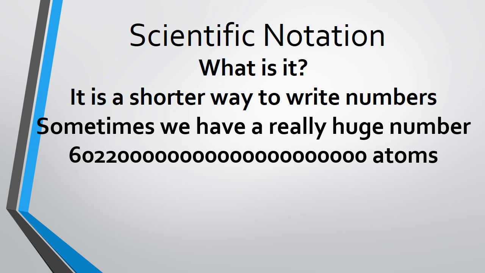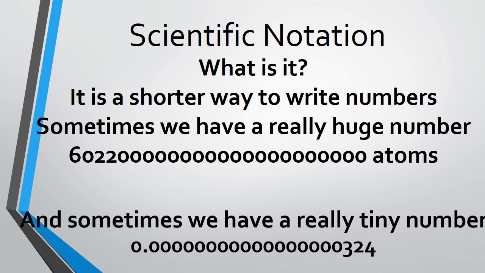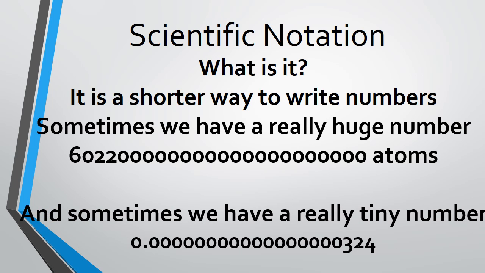Now sometimes we have a really huge number, like the number we're looking at here. Right? So this is an enormous number. Imagine having to try to write all those zeros over and over again. It'd take a very long time, right? And sometimes we also have a really tiny number like this one. Again, writing all those zeros over and over again would take quite a bit of time, more time than you'd want to spend on this.